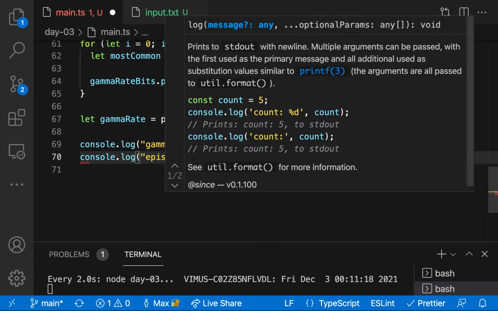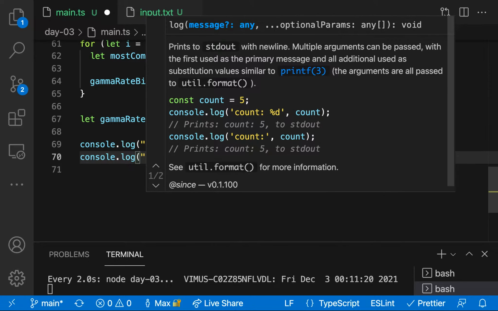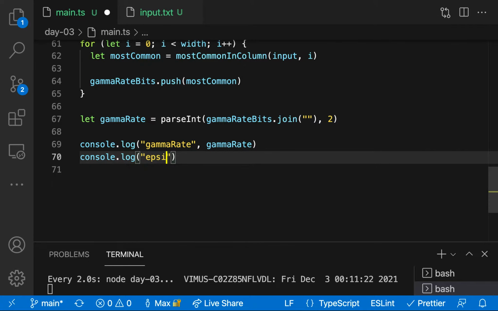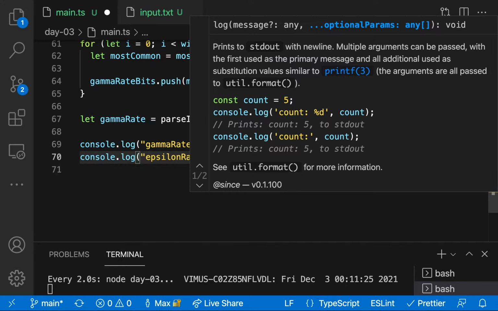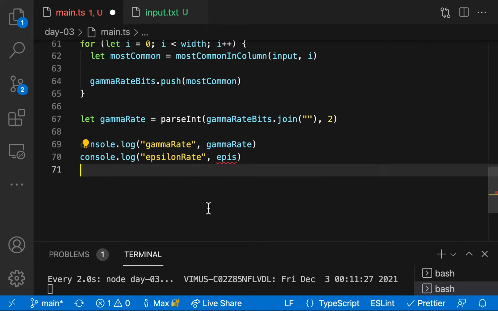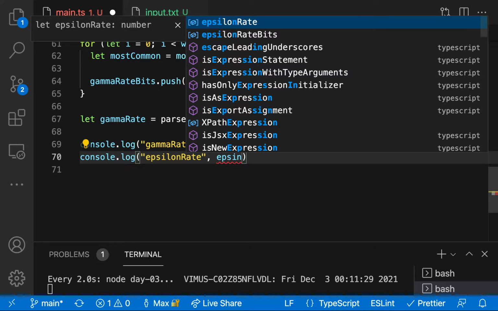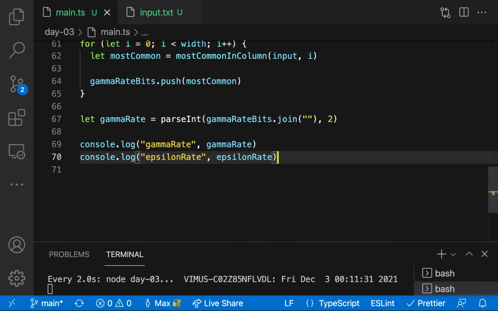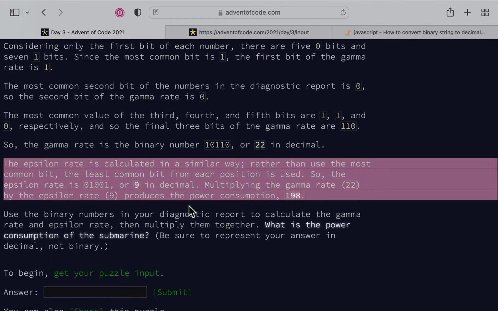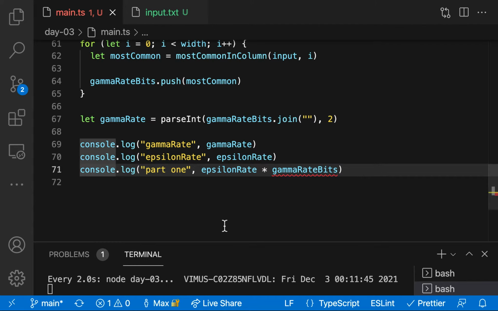Console log epsilon rate. Oh gosh, so much happening on screen. Okay, and then ultimately we just want to multiply them together and say part 1, epsilon rate times gamma rate.